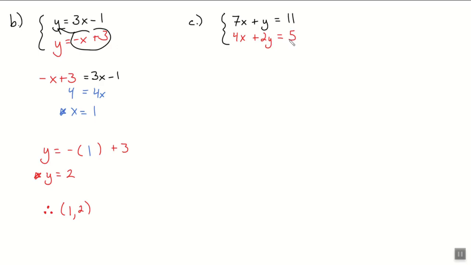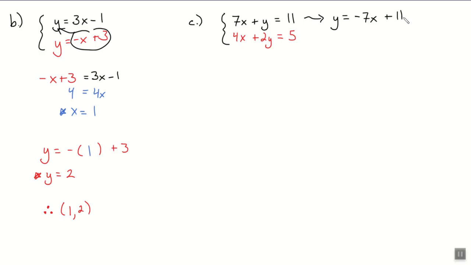This top equation in black, can I solve it for x or for y easily without fractions? Yes, I can solve that top equation for y. So here's the way that I denote it. You do not have to write stuff down exactly like I do, but I'm very consistent in the way that I write it down. I would solve this equation for y. How do we solve this for y? So we get negative 7x plus 11.